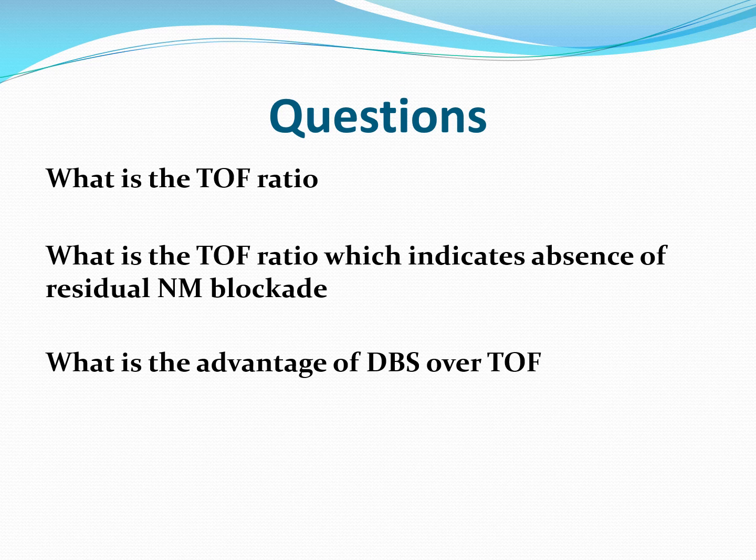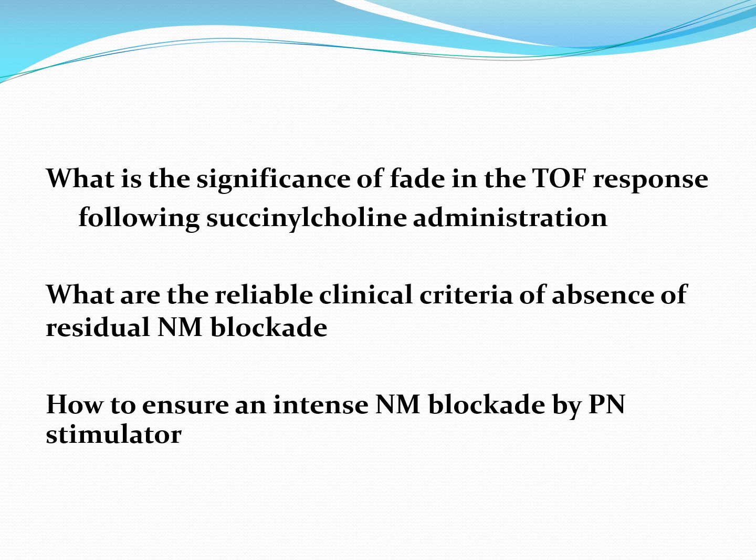We have some questions. I will not answer them because the answers are present in the lecture if you read it well. What is the train-of-four ratio? What is the train-of-four ratio which indicates absence of residual neuromuscular blockade? What is the advantage of double burst stimulation over train of four? What is the significance of fade in the train-of-four response following succinylcholine administration? What are the reliable clinical criteria of absence of residual neuromuscular blockade?